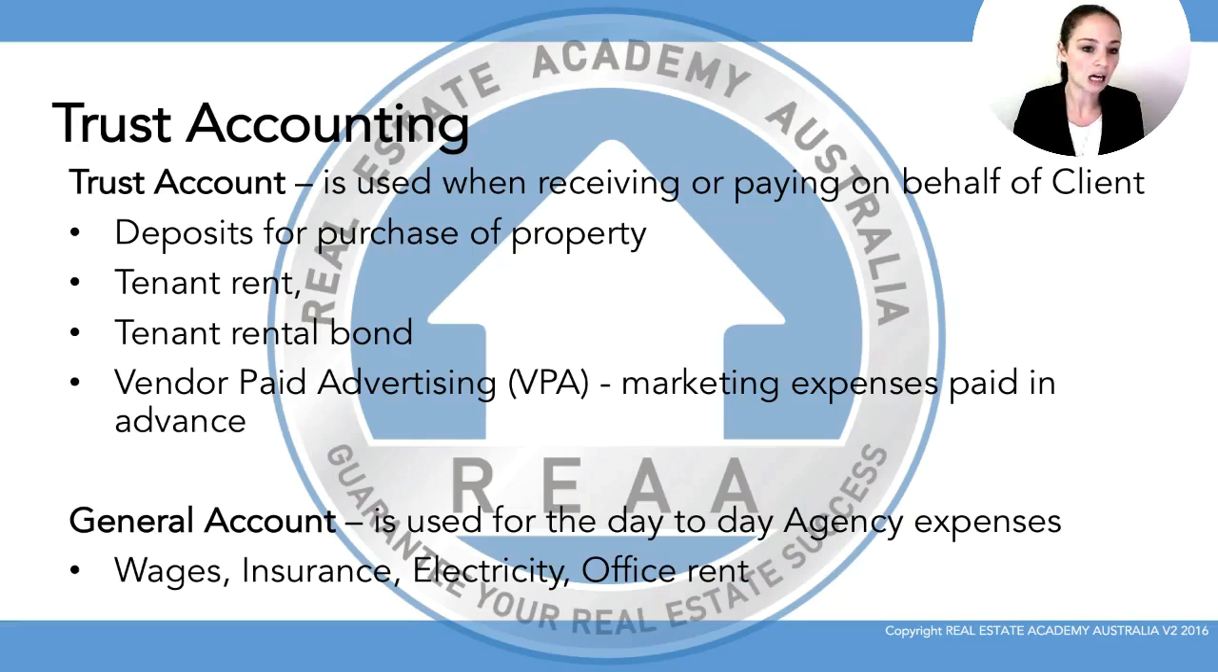Examples of trust money are deposits for purchase of property. So when a buyer purchases a home, they will pay the deposit into the agency's trust account. When tenants pay rent or a rental bond, the money is receipted into your agency trust account. And if you have vendor paid marketing, that is marketing expenses that are paid in advance of being spent, the money is receipted into your trust account.